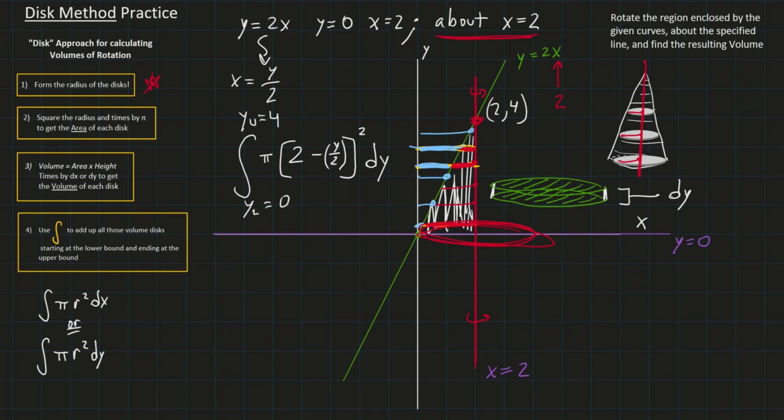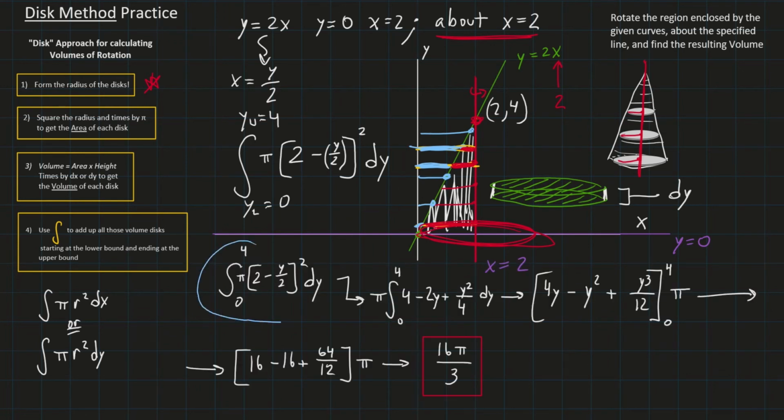So there we go. This is the hard part. Building the integral is the hard part. So now that we've completed construction of the integral, let's just crunch the math. So I'm just going to bang out this definite integral here. And if you do that math, you'll end up with 16 pi over 3. And that is it for this one.